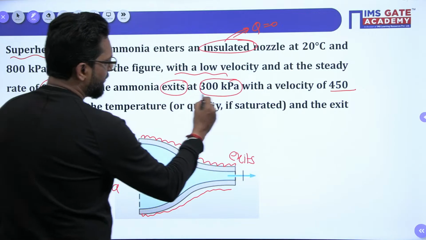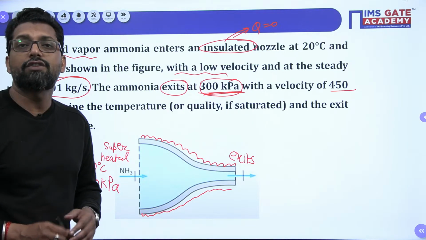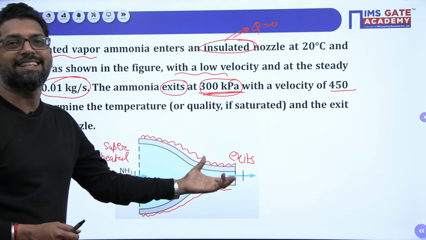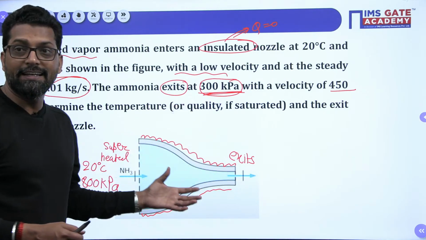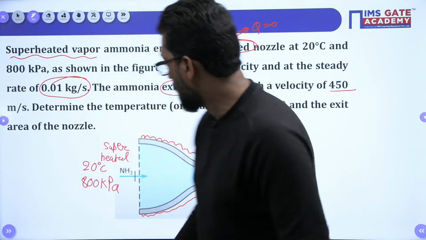Ammonia exits at, see, this is the nozzle now. So what is the function of the nozzle? The function of the nozzle is to increase the velocity, that means increase the kinetic energy. Where will the kinetic energy come from? From the expansion of the pressure. So the pressure will reduce.